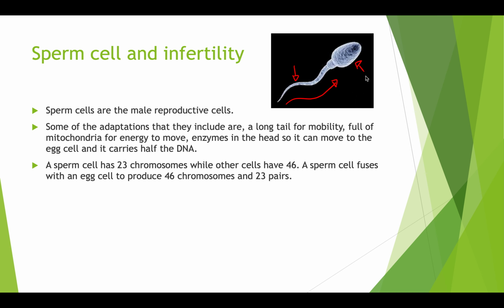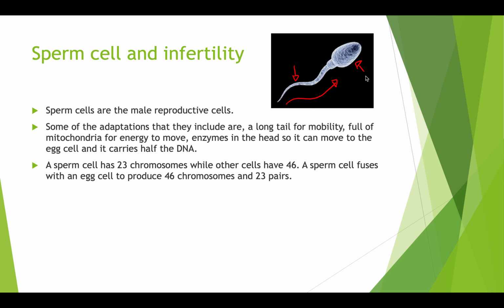A sperm cell has 23 chromosomes while others have 46. So a sperm cell is a haploid because it only contains 23 chromosomes. And a sperm cell fuses with an egg cell to produce 46 chromosomes, which are 23 pairs.